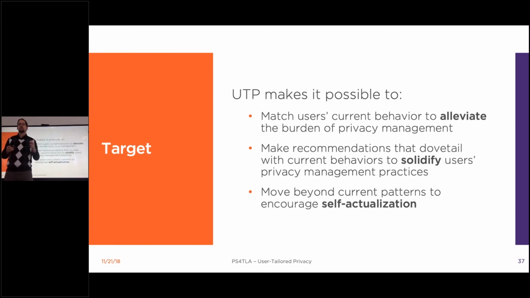Another interesting aspect of modeling in user-tailored privacy is that the target for modeling is not always very obvious. Specifically, it might seem obvious to try and match the user's current behavior as closely as possible, right? That way you can alleviate some of the burden of making a privacy decision. But it's also possible to try and find the gaps in the user's current behavior and try to fill those. And this would enable the system to solidify some of the user's current privacy management practices. For instance, by recommending complementary strategies that fit their current strategies. Or it is possible to allow the system to help the user to evolve beyond their current privacy practices and really learn about new privacy practices. I would call that privacy self-actualization to a certain extent, right?